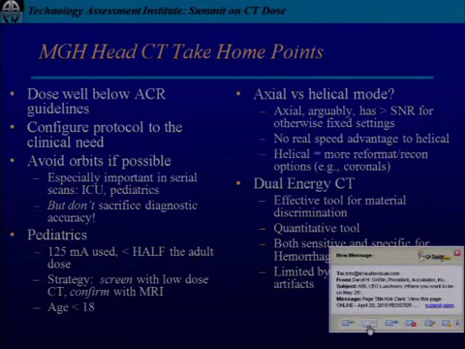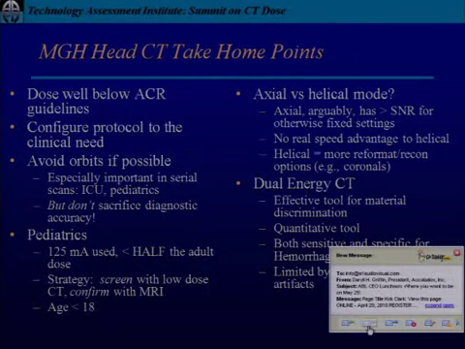And screen with low-dose CT and confirm with MRI, if that's a paradigm that can be followed for the pathology in question. That should be done for all pediatric patients. And also for pediatric patients, we have found the high-pitch scanning using dual source to be very, very efficient because you can scan very, very fast.